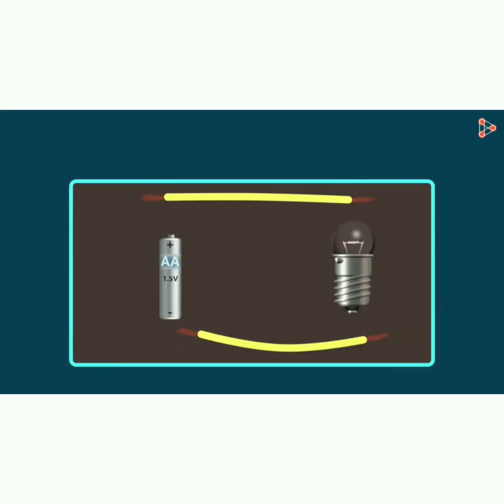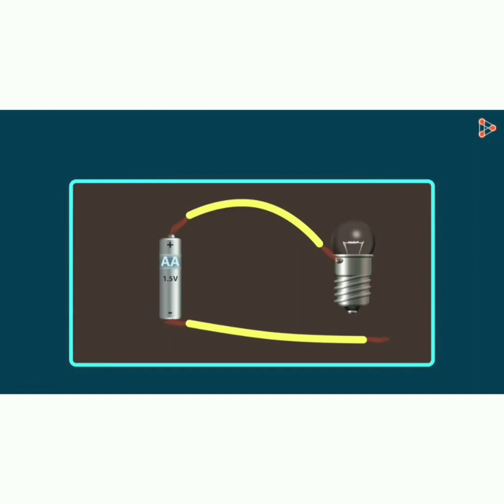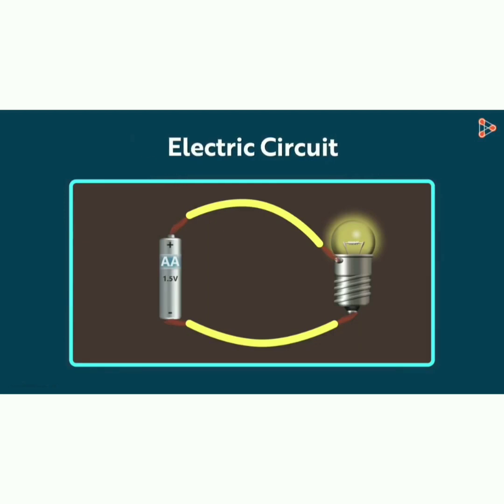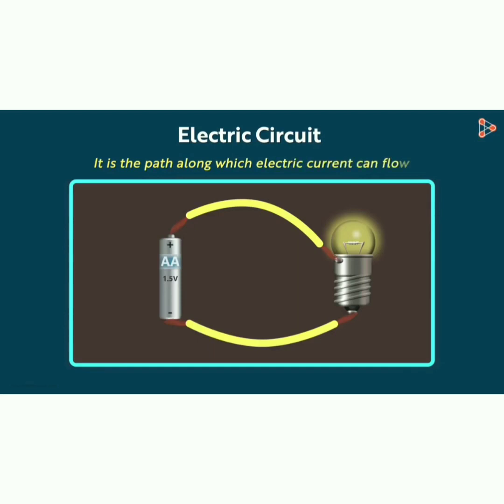We simply have to connect the positive terminal of the cell with any one of the terminals of the bulb. And finally complete the circuit by connecting the negative terminal of the cell to the second terminal of the bulb. The bulb then glows. The word circuit is very important here. In this context, it will be electric circuit. In simple words, it is the path along which an electric current can flow.